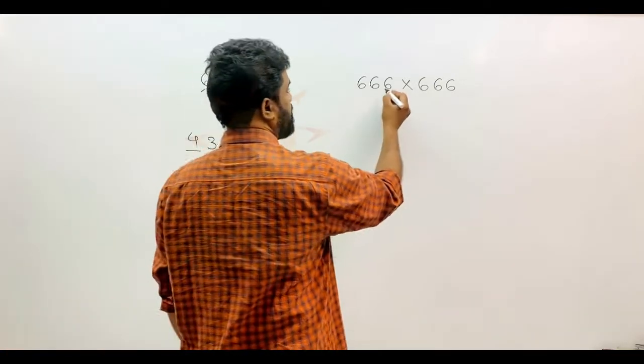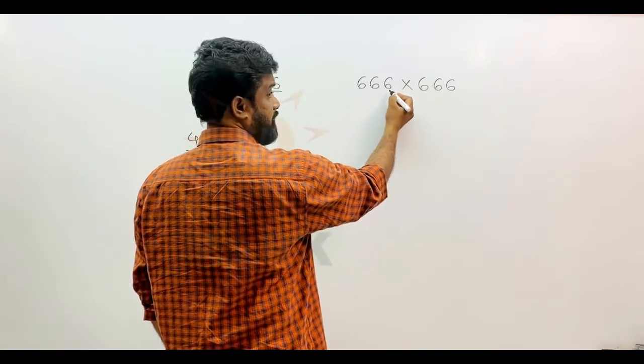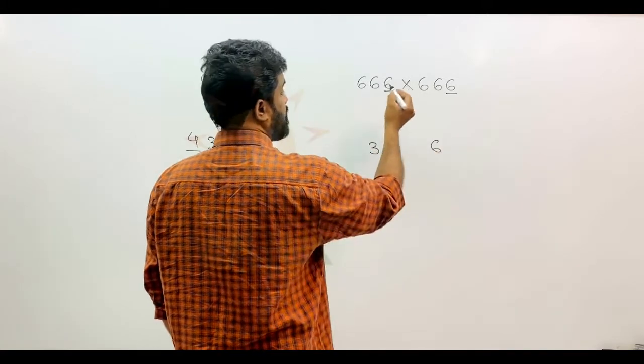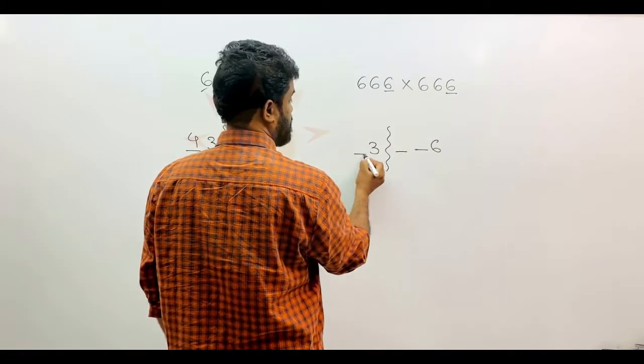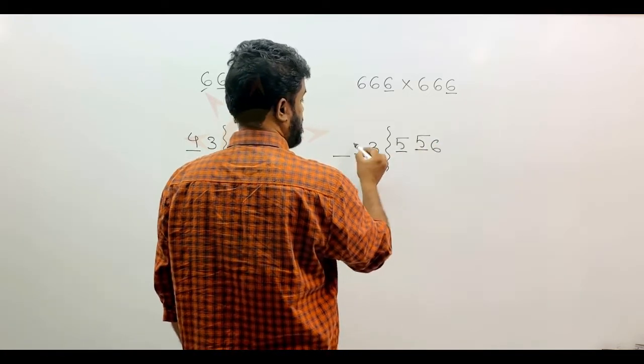So I am going for this one. I am dividing my answer into two parts. First I am taking the product of the units place numbers, 6 into 6, that is 36. This is 3, this is 6. Then I am taking two slots. Here I am taking 5 and here I am taking 4.